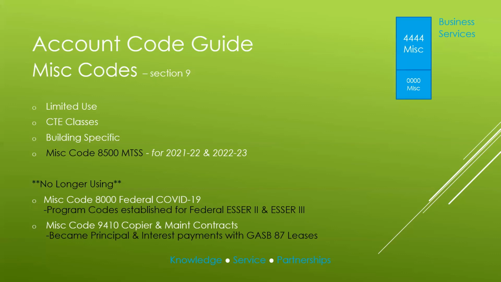We aren't using MIS code 9410 copier and maintenance contracts anymore. With the implementation of GASB 87, a new basically accounting requirement, those are now tracked as principal and interest payments in a different area.